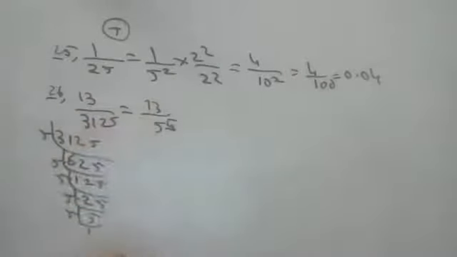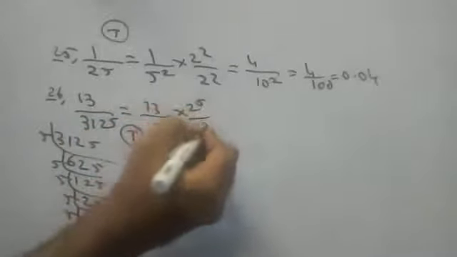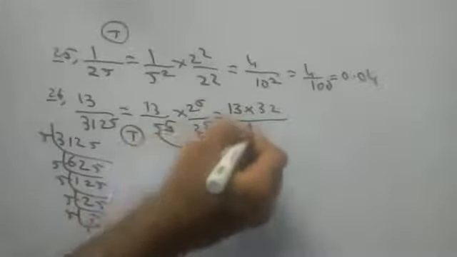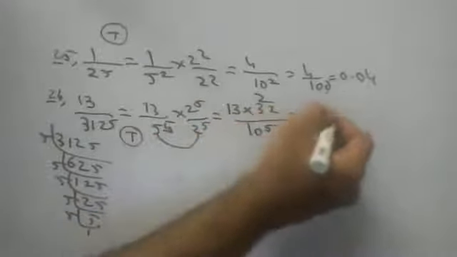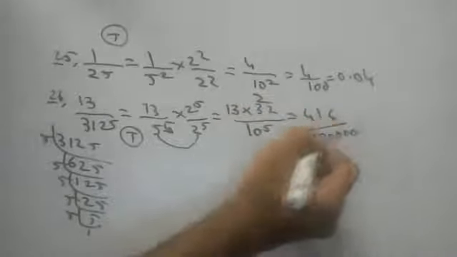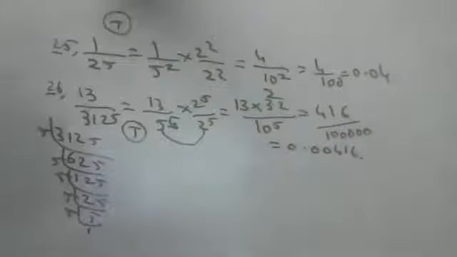Children, only 5 is there, so it is terminating decimal. So multiply and divide with 2 to the power of 5. So 13 into 32 by 5 2s are 10, 10 to the power of 5. 13 2s are 26, 13 3s are 39, 416 by 1, 2, 3, 4, 5 zeros, 0.00416. Your textbook sum, children.